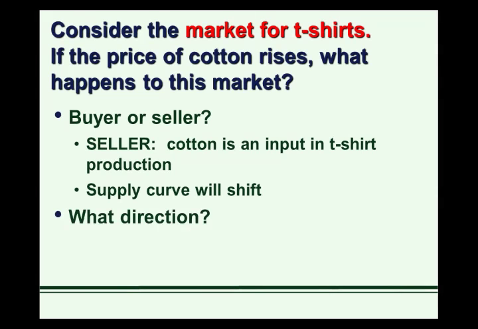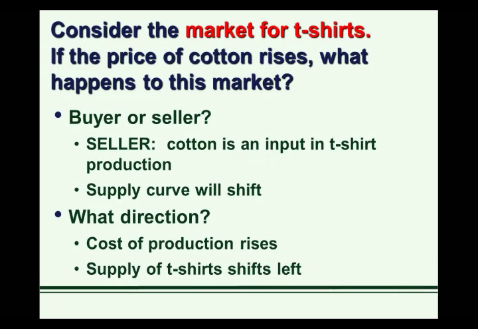What direction? Well, cotton got more expensive. A higher input price means a higher cost of production, means suppliers are less willing to supply t-shirts at any given price. And that is a decrease or a shift to the left.